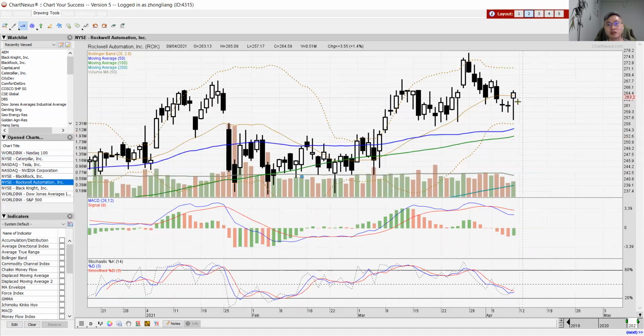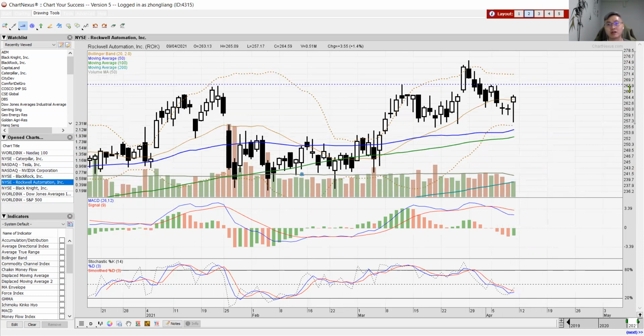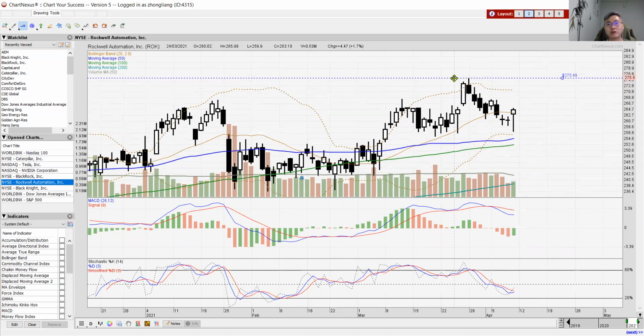Rockwell Automation forms a hammer at the 20 MA as well, and this may suggest more upward movement to 275 resistance or even breakout from there.